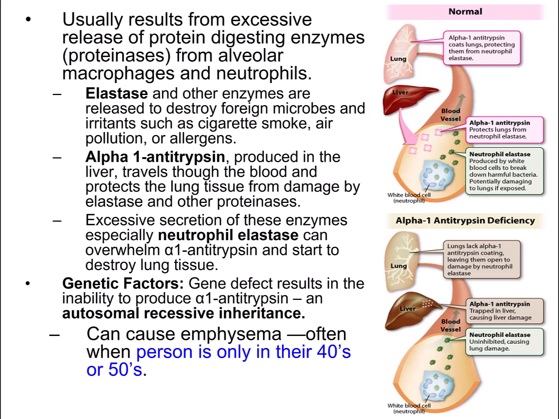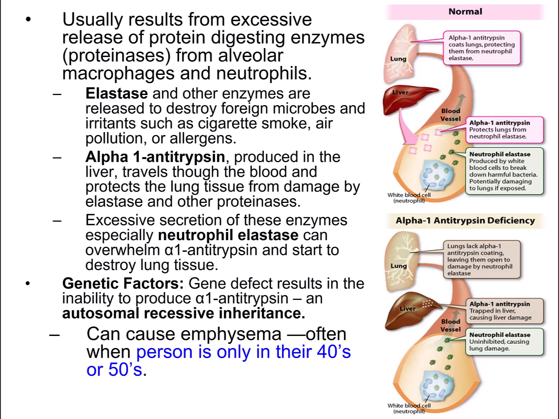As these neutrophils and macrophages are producing these enzymes, they don't start destroying your own lungs because of alpha-1 antitrypsin protecting it. But if you overwhelm those macrophages and neutrophils, they start producing way more enzymes than the alpha-1 antitrypsin can stop from degrading your lungs. You start to degrade lung tissue.